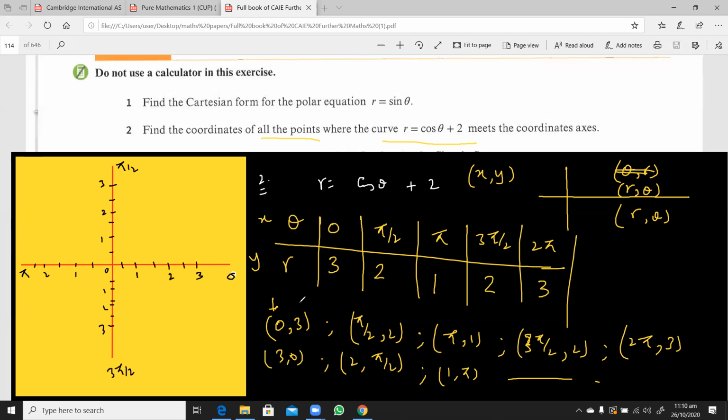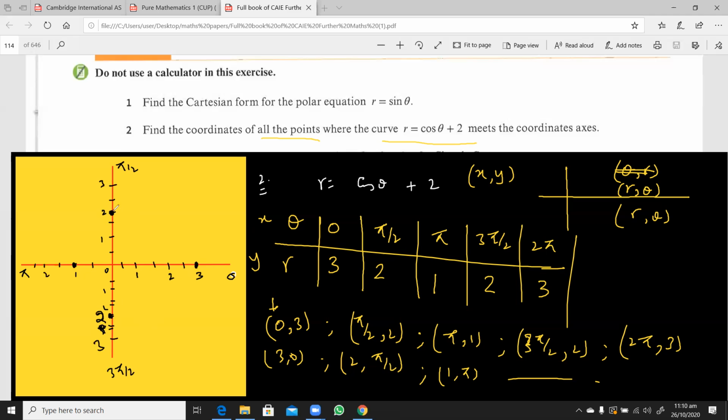Okay, now, when the angle is 0, we are here at this point 3. When the angle is pi by 2, we are here at this 2. When the angle is pi, we are here at 1. When the angle is 3 pi by 2, we are here at 2. Let me take 2 over here, I'm just going to correct the scale, so this is 2 here. And then again at 2 pi, we are at 3.